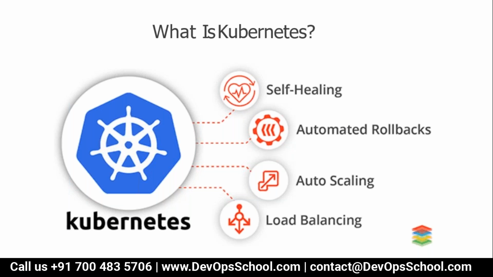Kubernetes can help you with automatic rollback. Yes, rollback. If some release goes bad, no problem, automatically we can roll back. It can auto scale also. From 10 containers, 10 pods, you can make it 10,000 containers, 10,000 pods, or roll back also. And it can help you with load balancing, which we have discussed.